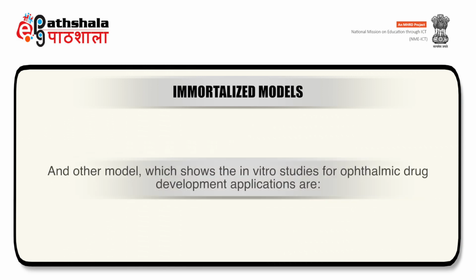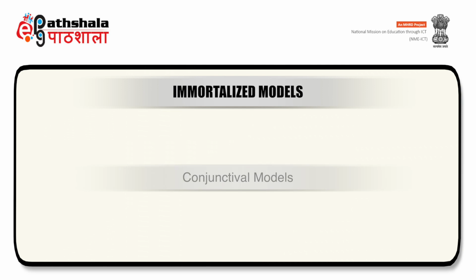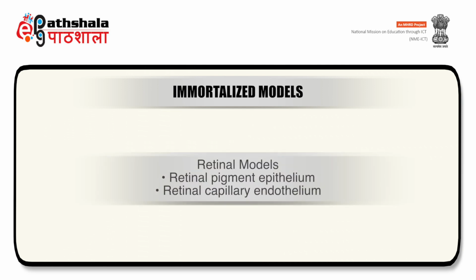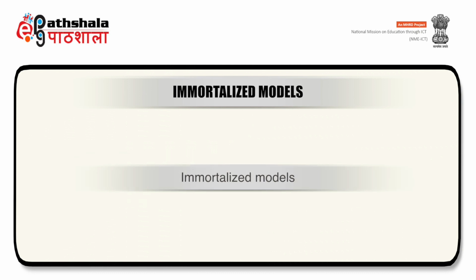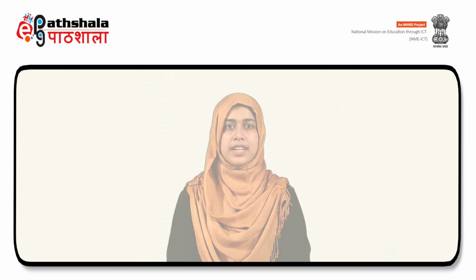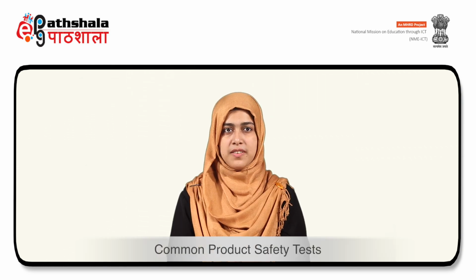Other models for in vitro study for ophthalmic drug development applications are conjunctival models and retinal models. In the retina, there are two parts, retinal pigment epithelium and retinal capillary endothelium. Next model is the immortalized model, and the other one is the ocular disease model, and the last one is the 3D in vitro model of the eye. Now in the last we are talking about the safety tests.